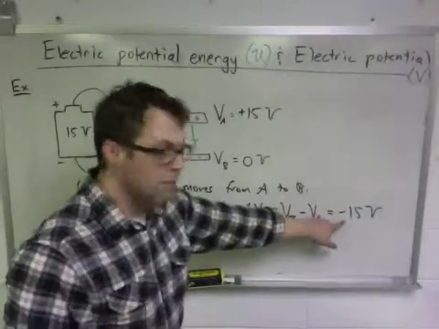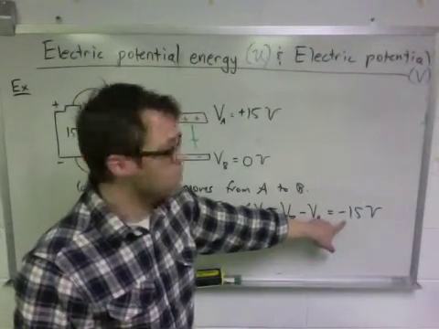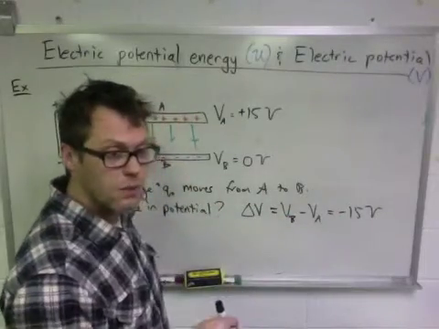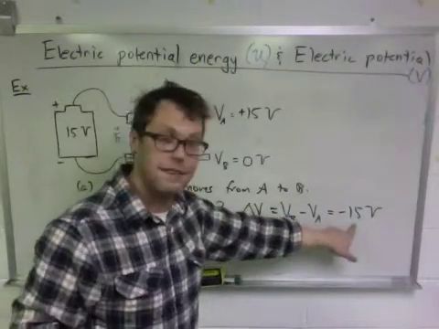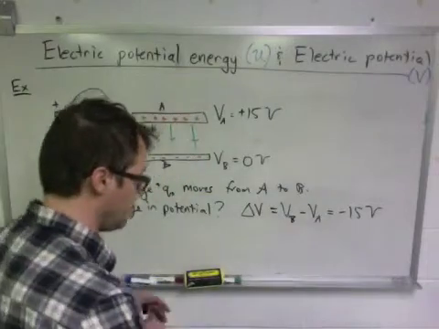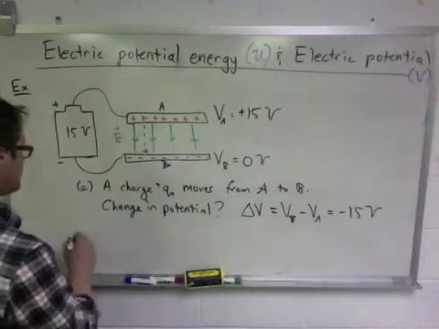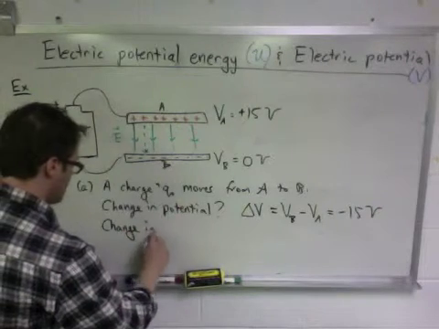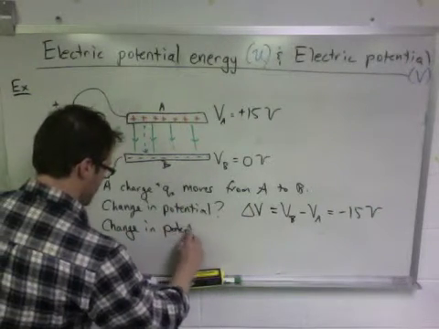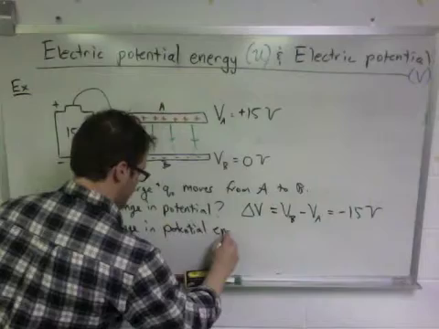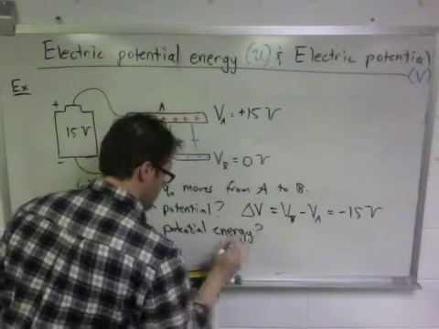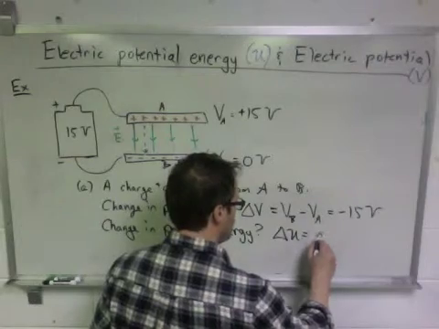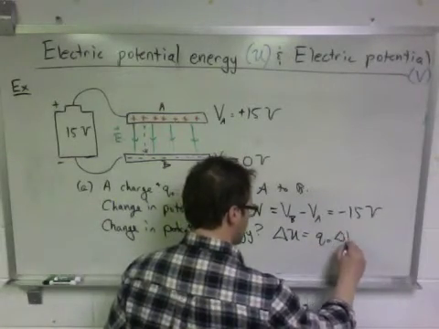Notice that that's completely independent of the charge, right? It's independent of Q0. It doesn't matter if it's 1 Coulomb or 300 coulombs. Delta V in this scenario is going to be negative 15 volts. It's a different question if I ask about the change in potential energy. Right? Because delta U, the change in potential energy, would be Q times delta V.